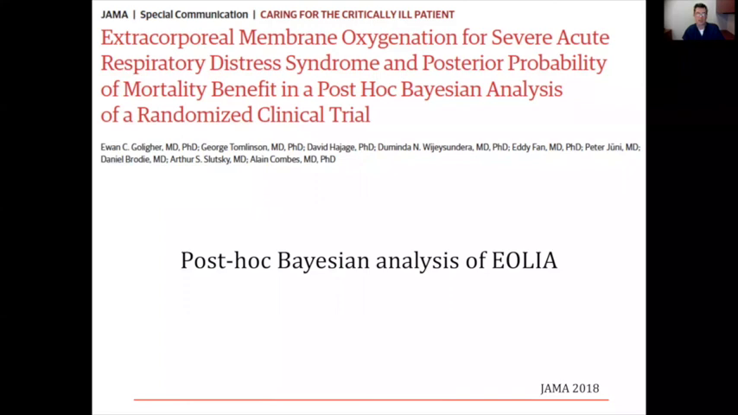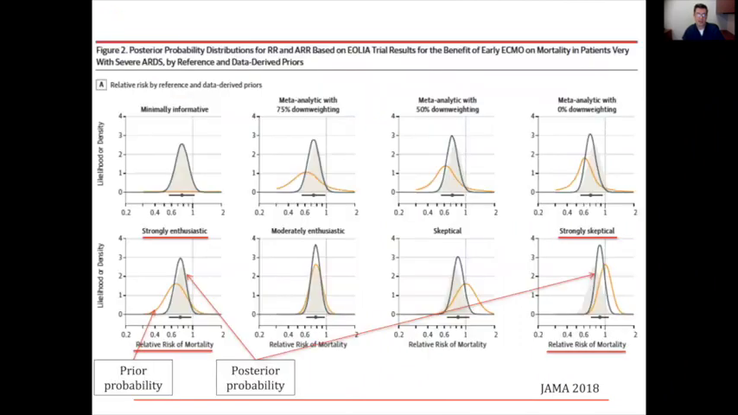And so this is a study based on EOLIA. This is a post hoc Bayesian analysis of EOLIA led by Ewan Goligher, which we published only a few months later in JAMA. And the key, and the one thing we didn't know ahead of time, is we hadn't determined what the prior assumptions were of the community. So we gave a range of prior assumptions from being strongly enthusiastic about ECMO, moderately enthusiastic, skeptical, or strongly skeptical.